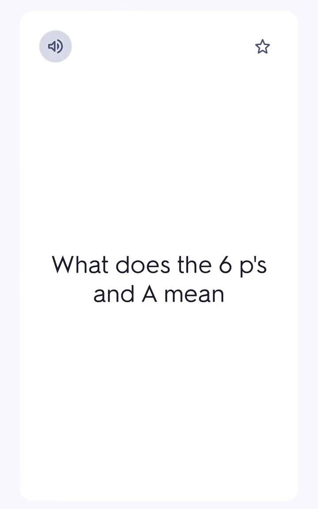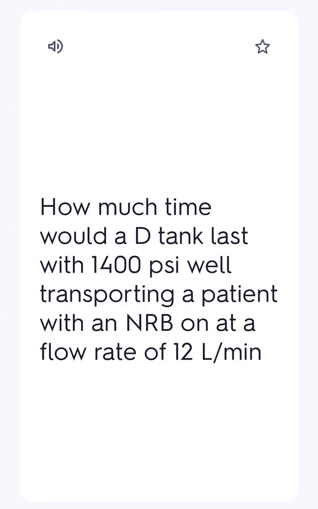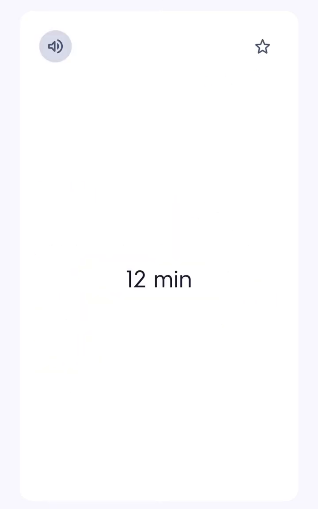What do the 6 P's and A mean? Pain, pallor, pulse, paresis, paralysis, paresthesia, anesthesia. How much time would a D-tank last with 1,400 pounds per square inch while transporting a patient with an NRB at a flow rate of 12 liters per minute? 12 minutes.